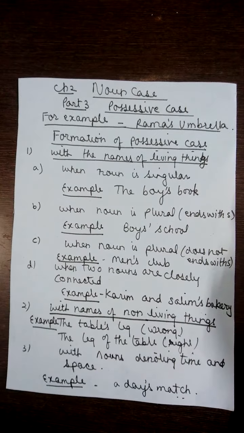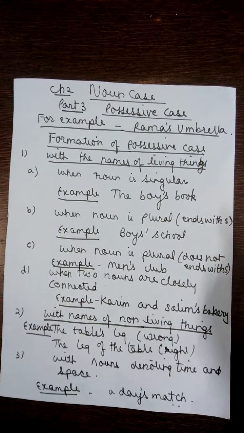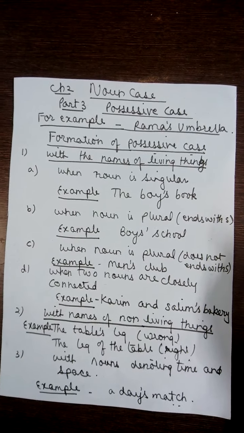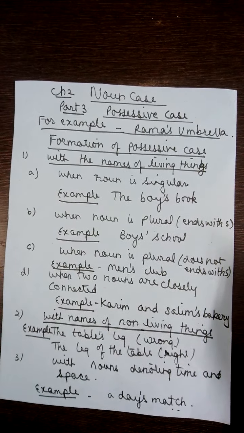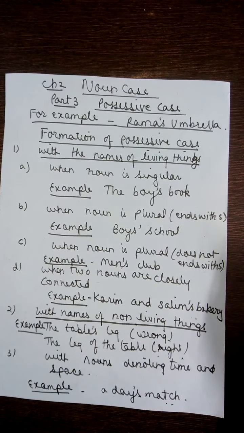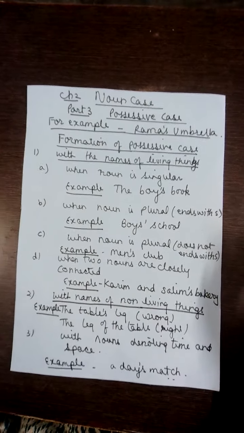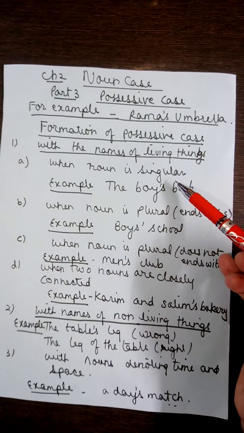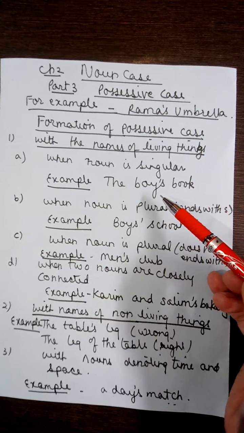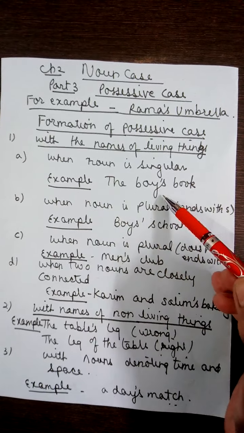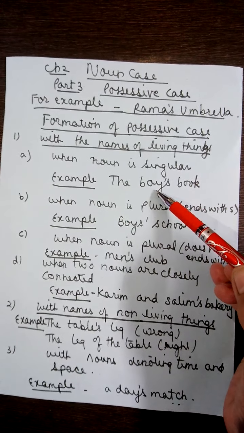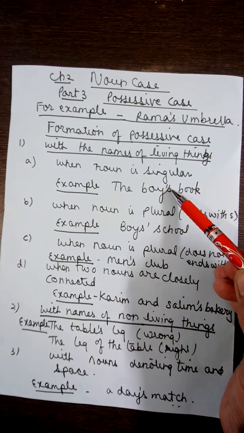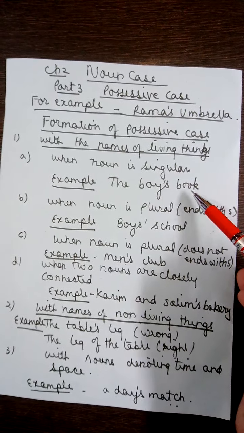Now formation of possessive case. Possessive case is always used with living things. It cannot be used with non-living things. Then point number A. When noun is singular, we use possessive case. Example, the boy's book. Here boy is singular, we use apostrophe and s and then book. The boy's book.